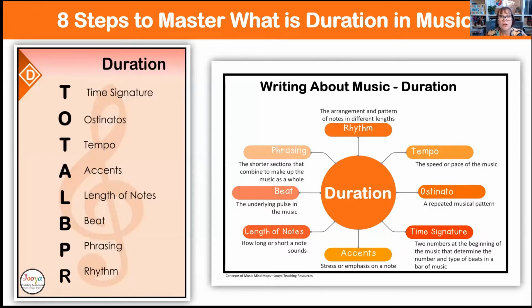about duration. You can obviously flesh it out and do a lot more, and I have a lot more information about what each of those are in my Concepts of Music books, and especially one on duration. But just to get yourself started, so that you've got something to talk about, you use those 8 things: time signature, ostinato, tempo, accent, length of notes, beat, phrasing, rhythm. Okay, total BPR. That's the secret.